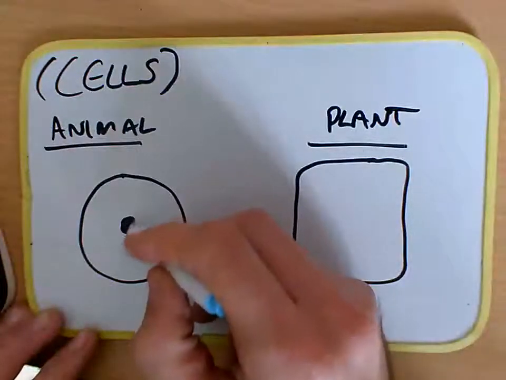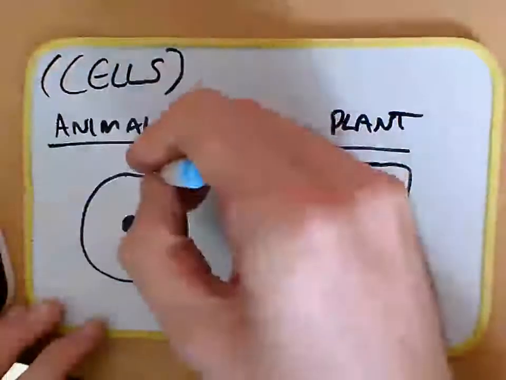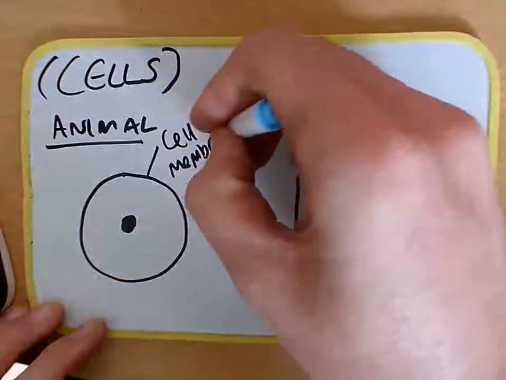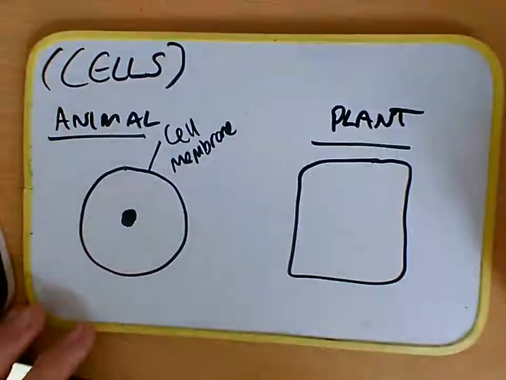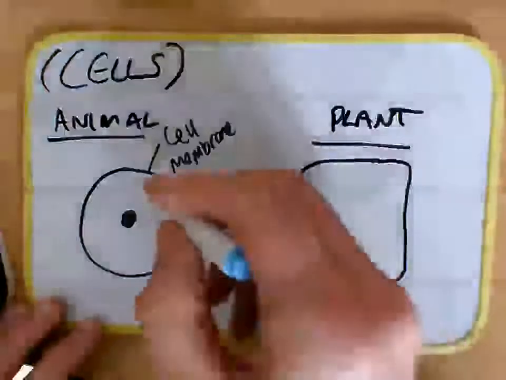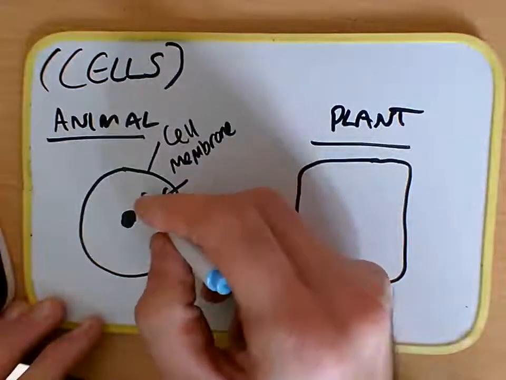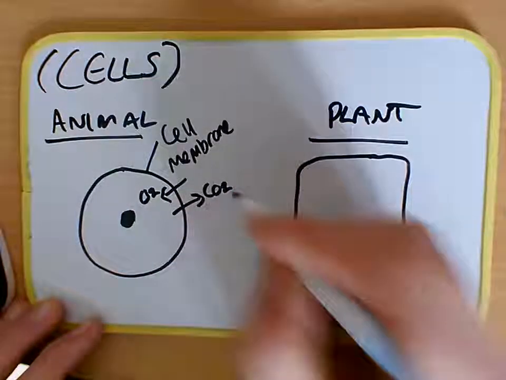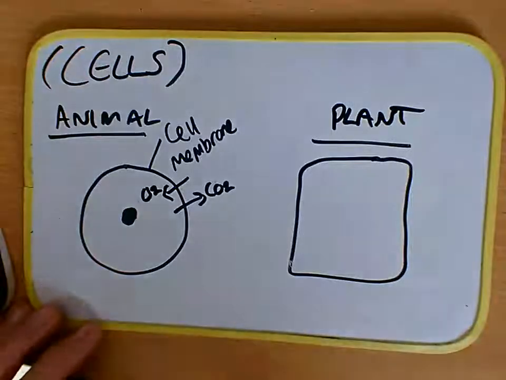Now, the basic parts of most cells is we have the cell membrane. It's responsible for allowing substances in and out of the cell. So, for example, we might have oxygen coming in, and we might have carbon dioxide leaving the cell.